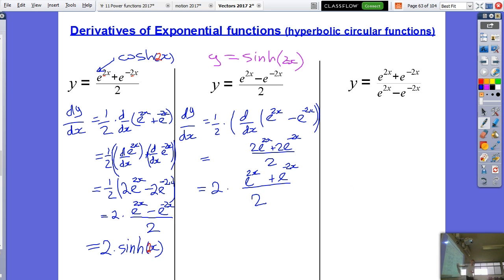And by definition, what is this fraction the same as? That's a cosh. That's correct. So it's 2 cosh of 2x, without the negative. So it's a positive. Slightly different than the normal derivative of sine. The derivative of sine is cos, whereas the derivative of hyperbolic sine is positive cosh.